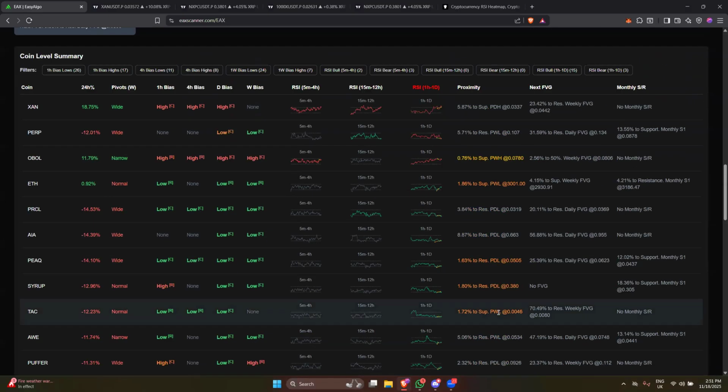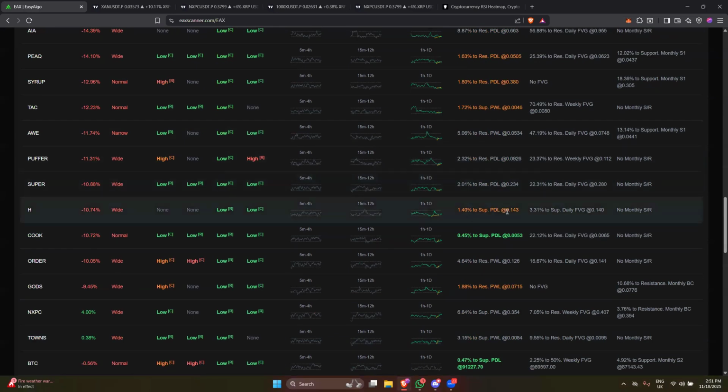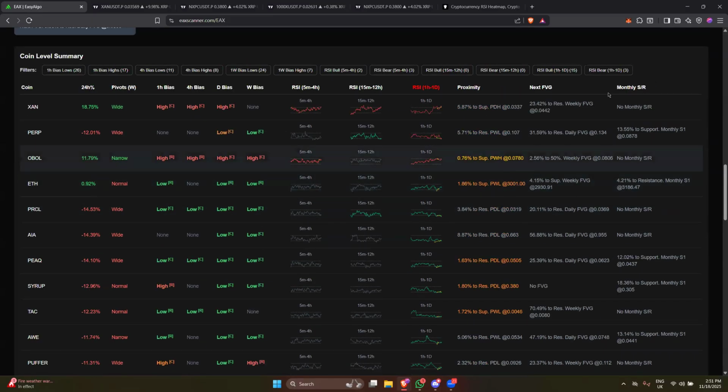I don't think it is here. No. But yeah, so basically what it does, if it's green, it means it's nearing it. If it's orange, it means it's very close. And if it has no color, it means it's quite a distance to it. So that's obviously what the colors mean.